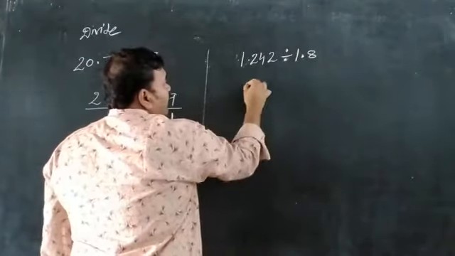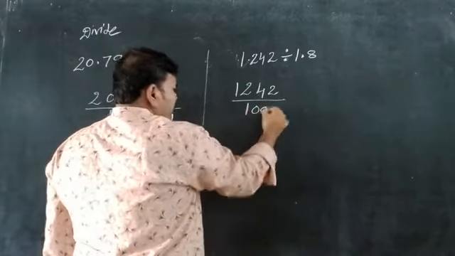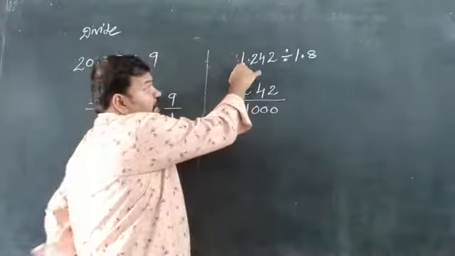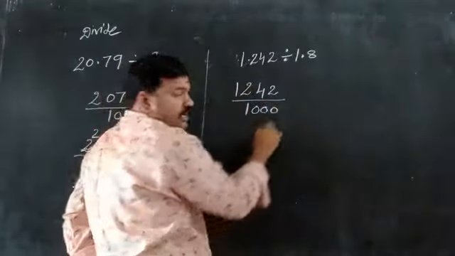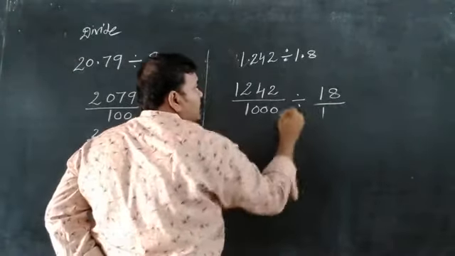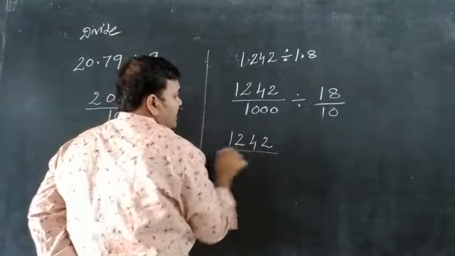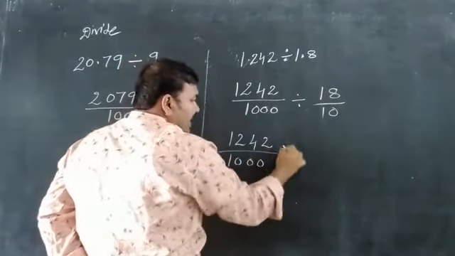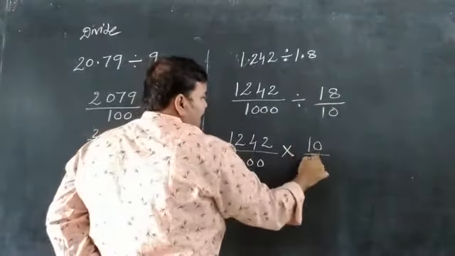1.242 divided by 1242 by 1000. What does this 1000 mean? The point changes as 1, 2 is 0, 4 is 0, 2 is 0. Divided by 18 by 10, the point changes as 1, afterwards one digit, so 0. 1242 by 1000 into, taking the reciprocal, 10 by 18.